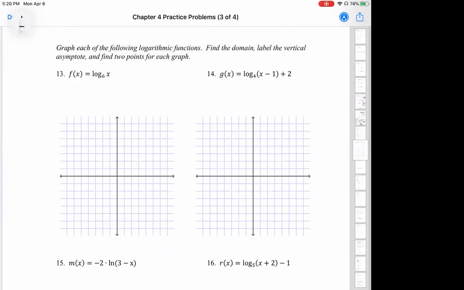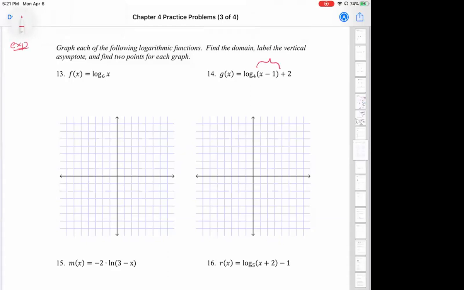Graph the following logarithmic function, find the domain, and label the vertical asymptote. Find two points of each graph. All right, and here is kind of where I get twisted. So for exponential functions, let's make a list.